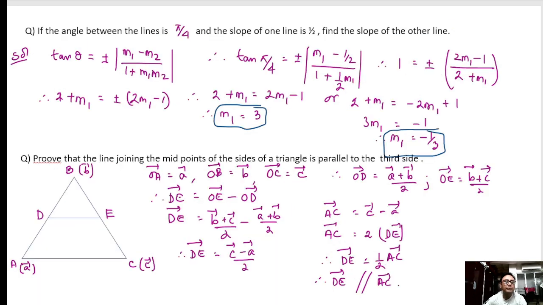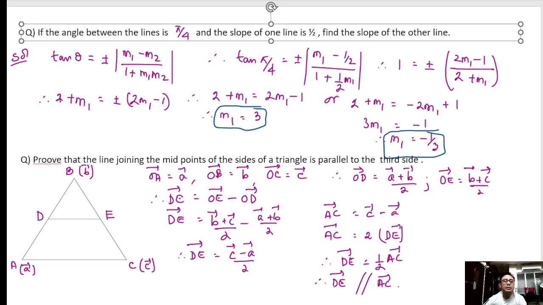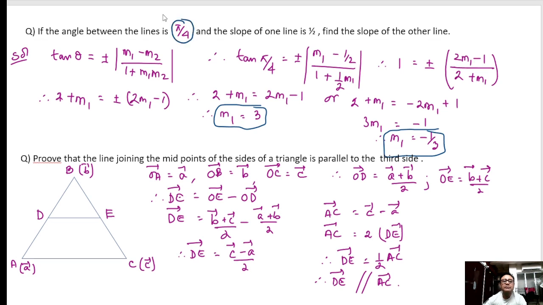Next, if the angle between the lines, there are two lines, the angle between them is this, and the slope of one line is this, find the slope of the other. For example, I know M2, so I don't know M1. So the angle between the two lines, this is the formula, we know that. How to find the angle between two lines? Here theta is given as pi/4, so tan pi/4 is (M1 minus M2) by (1 plus M1 M2).